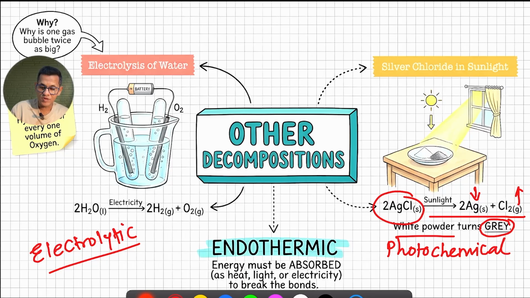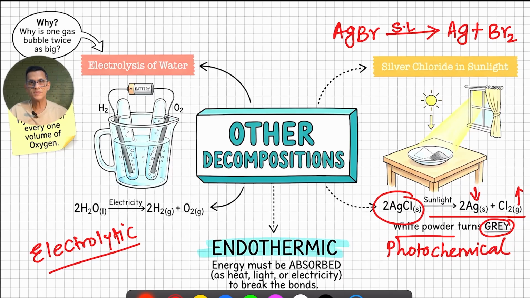Now another example we can take is silver bromide, that is AgBr. Silver bromide also, when exposed to sunlight, is going to produce metallic silver and bromine gas. So this is an example of photochemical decomposition process.